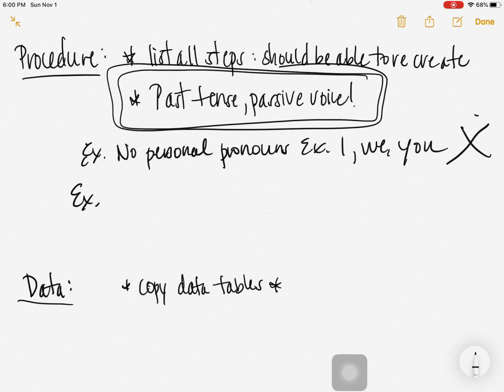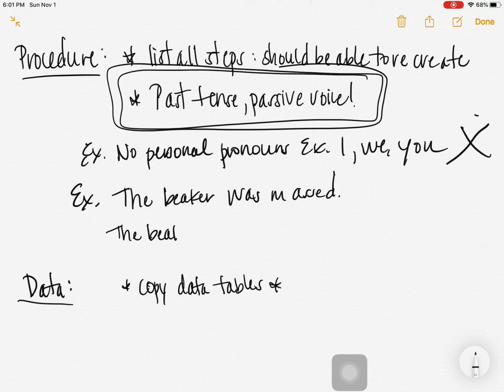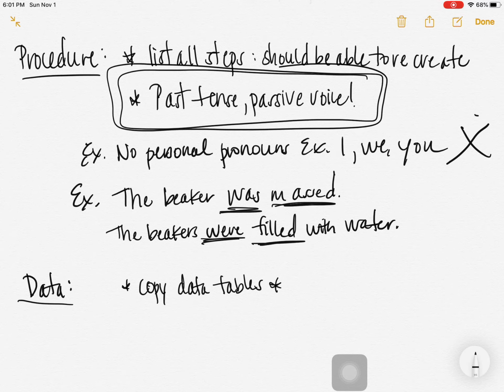So all of your sentences are going to sound kind of the same, and they're going to kind of look like this. Maybe you'll say the beaker was massed, okay? Or, I'm trying to think of something. How about beakers were filled with water. Okay, notice was massed, were filled.